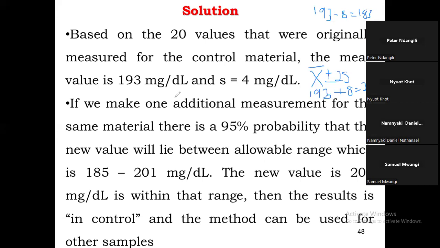What value are we evaluating? 200. Is 200 within this range? Yes, it is within this range. So we say that this 200 is within the acceptable range. And therefore, the results are in control. They are within the Jennings control chart. And therefore, the method can be used for other samples. That's how you evaluate this. Any questions?